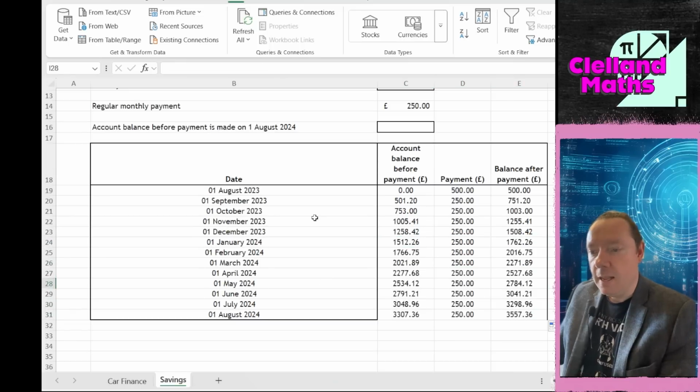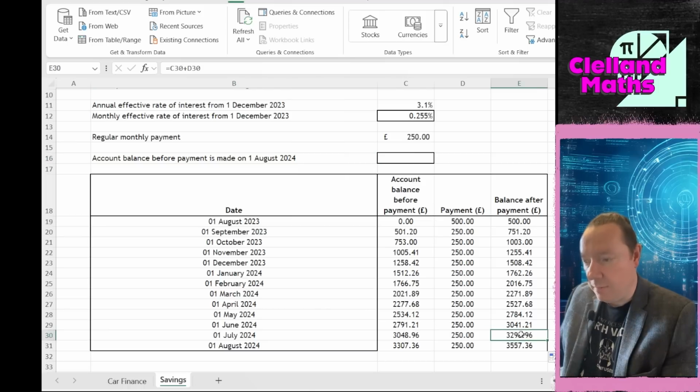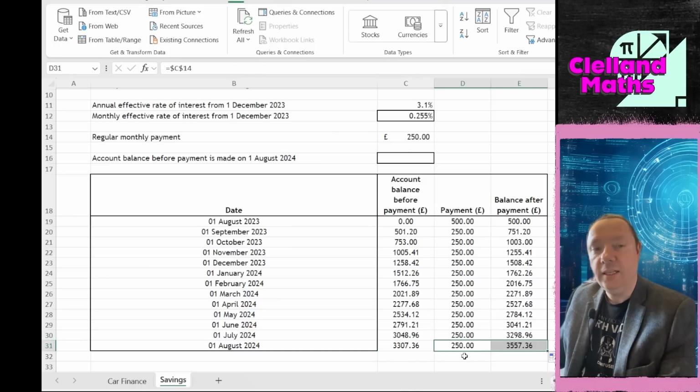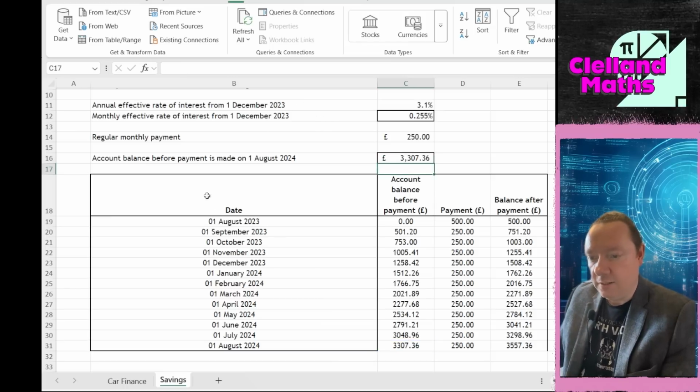to here. And it says account balance before payment is made on the 1st of August. So that's your balance after payment here. Account balance before payment is there. So it's that number I need. So these two don't really need to be filled in. This is the number I need. So it's equals that number, 3307.36. That's the balance before payment's made on the 1st of August 2024, because then he makes his payment and then his balance after payment.